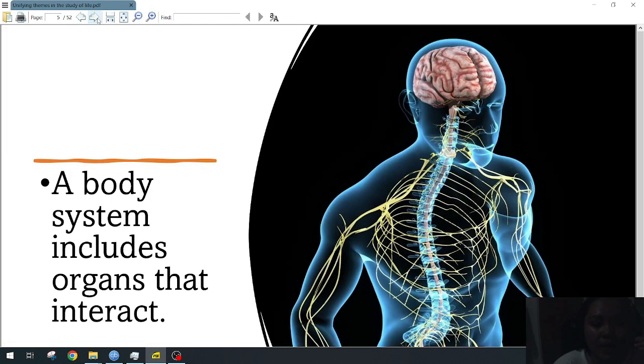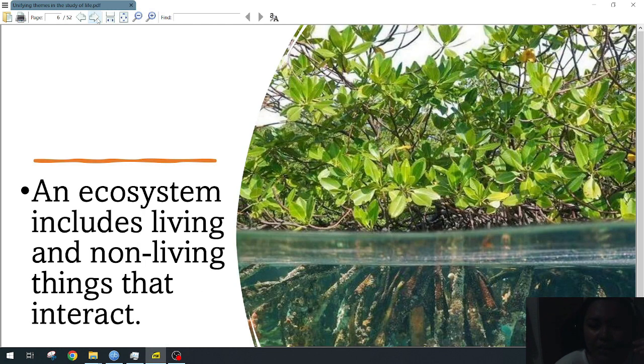One example ay ito. So this picture, this illustration is what system of the body ito? This is the nervous system. You can see you have there the brain and the spinal cord, and the nerves. When you see that, that pertains to the nervous system. Okay, different parts interacting. Hindi lang sa tao, meron din sa environment.